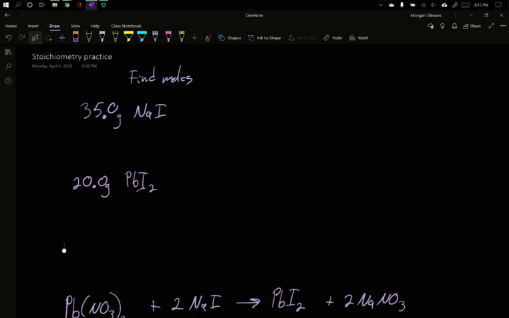In this video, we're going to practice some stoichiometry. So first, here's two weights of two compounds. We're going to do the reaction down below, but for now, go ahead and pause and find me the moles of those two compounds.